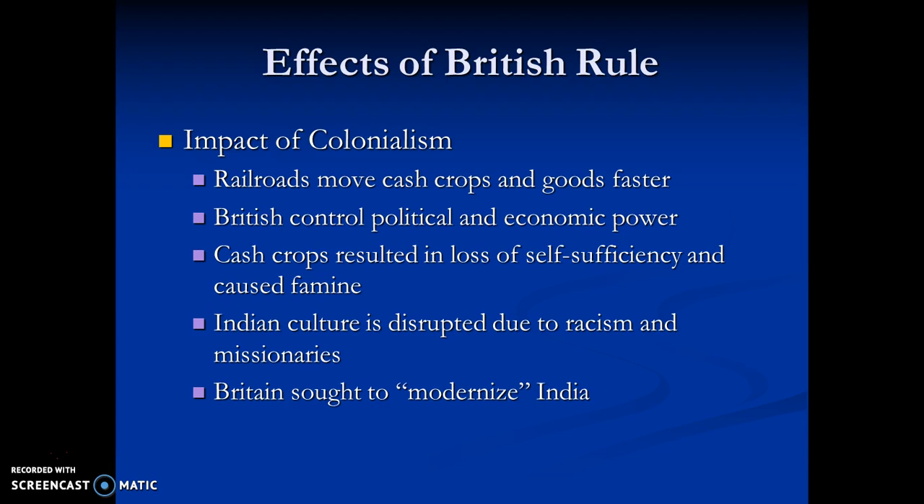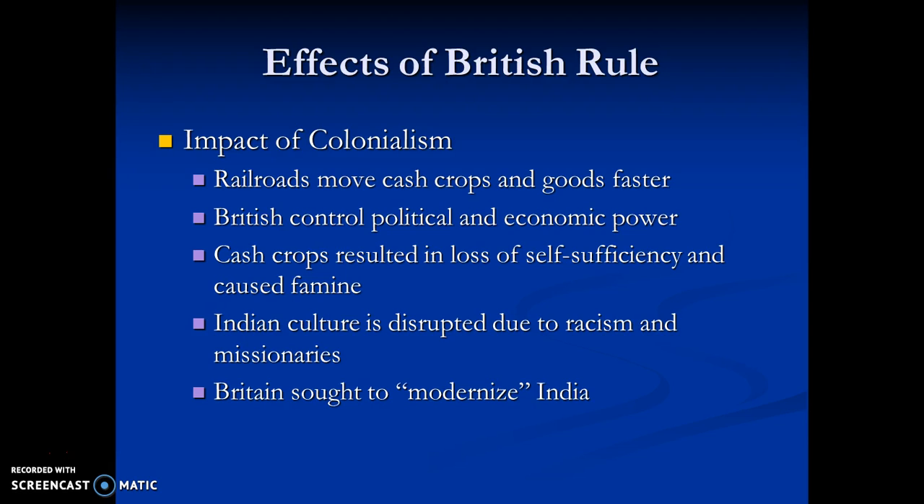The effects of British rule on India. The impact of colonialism. Number one, railroads move cash crops and goods faster. Again, cash crops, as a reminder, are those crops that are grown primarily for the purpose of sale and not for the purpose of providing food for a family to eat. These include crops like cotton. The British will also control political and economic power throughout all of India.